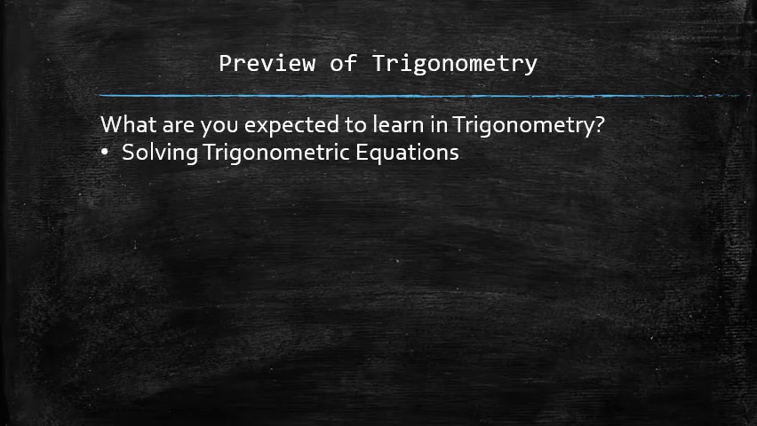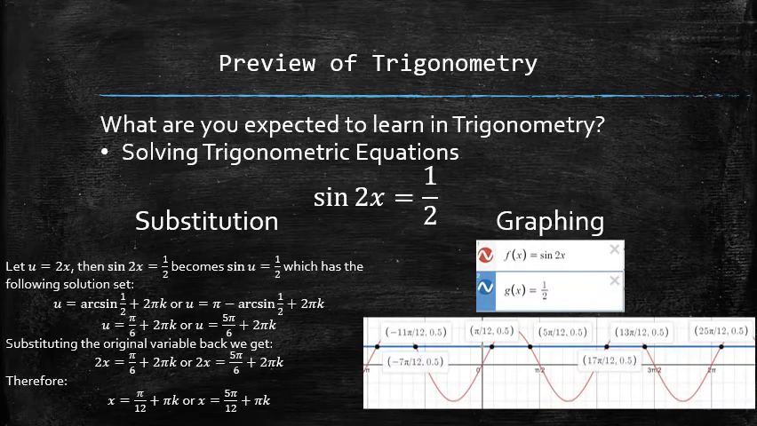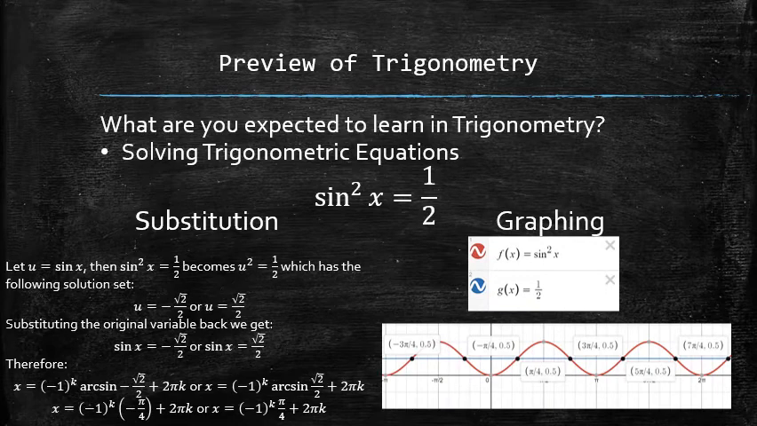When it comes to solving other trigonometric equations, we usually utilize either a substitution technique or solve it by graphing. Here's an example of solving the same equation using both methods. Here's another equation solved using both methods. Pause and review the solutions if necessary, but make sure you know at least one method.